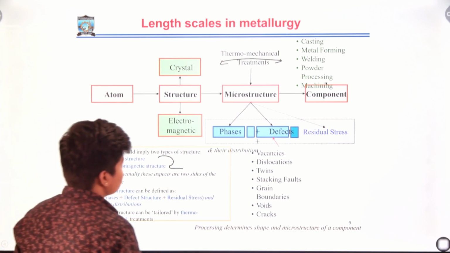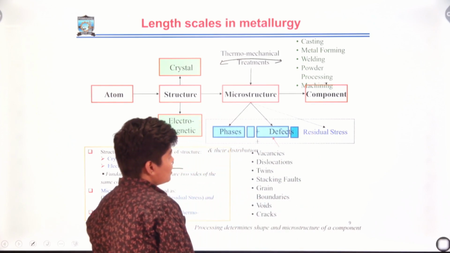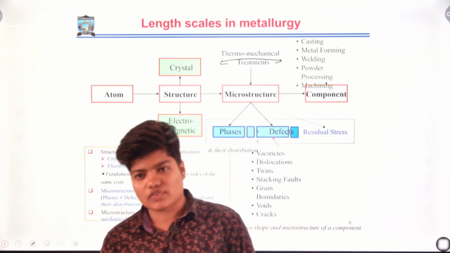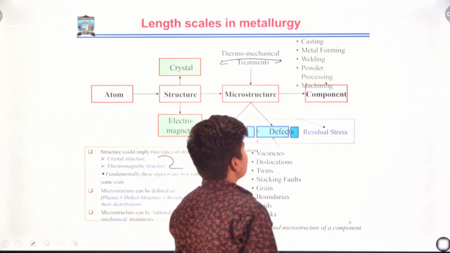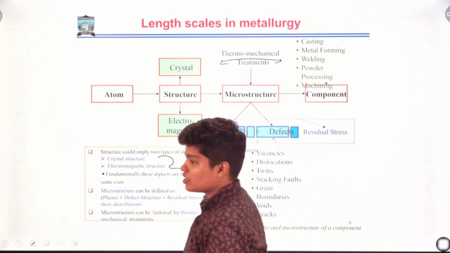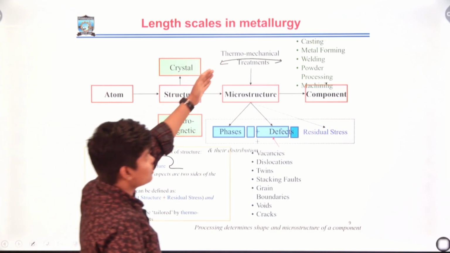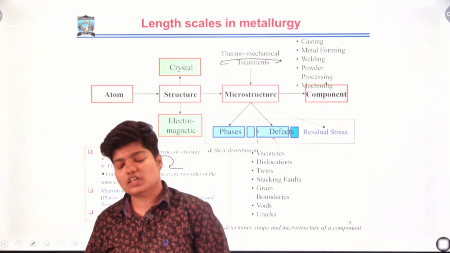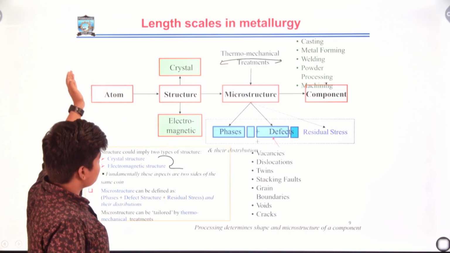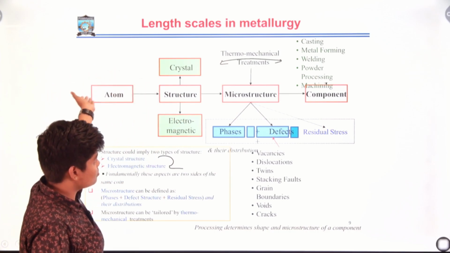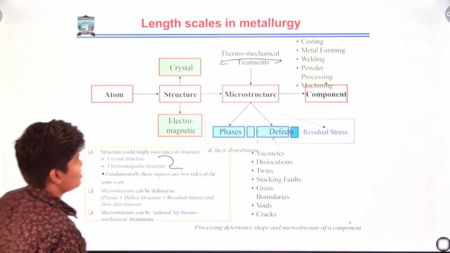Now the microstructure is a combination of phases, defects, and residual stress. What are defects? A defect can be of any type: dislocations, diffusion, voids, or small cracks. Now from the microstructure we can change into a component, and the component has huge applications in material science, like casting, metal forming, welding, and powder processing. By making small changes, we can transfer the structure of a metallic material from atomic structure to microstructure to component.